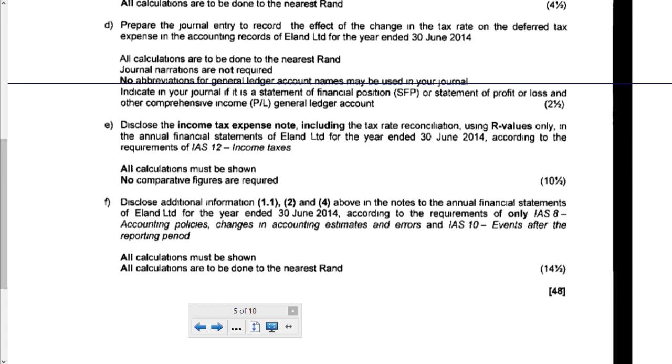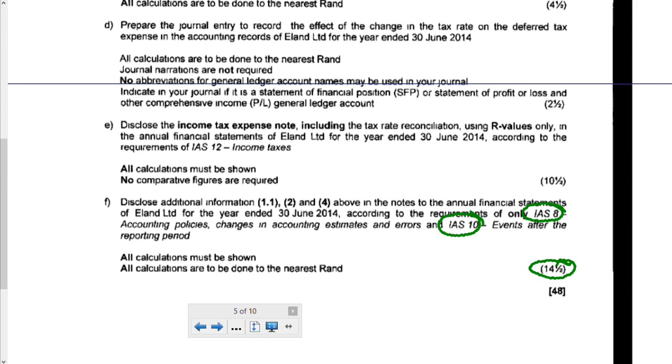And then F asks you to disclose information in the notes to the annual financial statements. And you'll see that the disclosure they're asking for is IAS 8, changes in accounting policy, and IAS 10, events. So either I have a change in policy. It's unlikely that I have a change in estimate, because for 14.5 marks, it's going to be a lot of work. Okay? My guess is that it's a change in policy, but it might be a change in estimate, an error. And then there's an event.